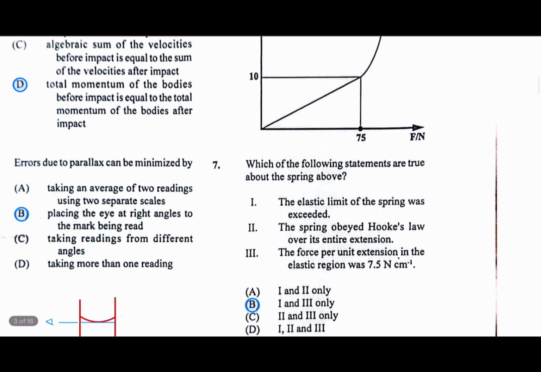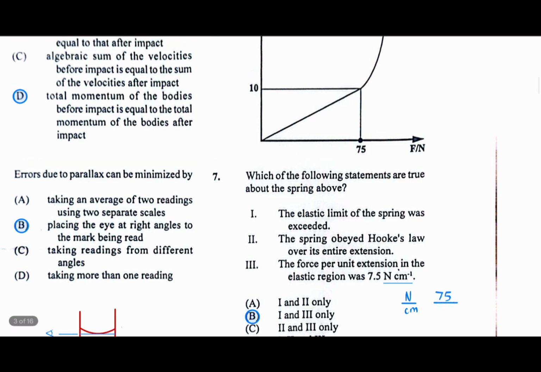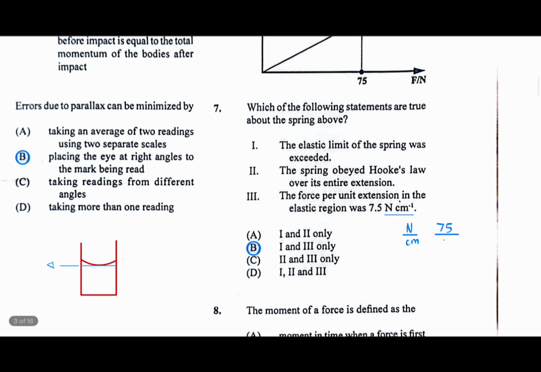Part 3. The force per unit extension in the elastic region was 7.5 Newton per centimeter. Let's look at the units, guys. So we're seeing Newton per centimeter, Newton all over centimeters. So where are we going to get a reading on the x-axis for Newton? They have it for us here. So this will be a reading on the x-axis, and this will be a reading on the y-axis. So I'm going to take that reading on the x-axis, put it on top, and I'm going to take the reading on the y-axis, which corresponds to centimeters, and put it in the denominator.